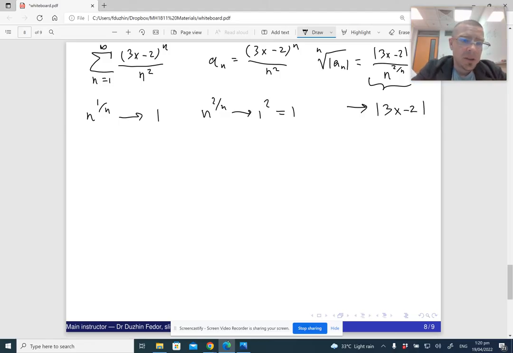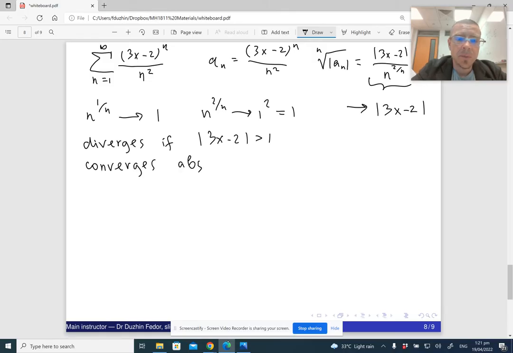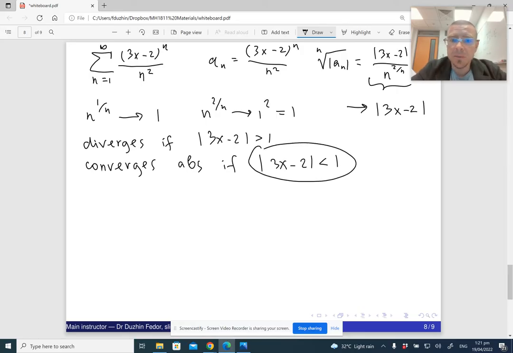Which means that our series diverges if the absolute value of 3x − 2 is bigger than 1, and converges absolutely if the absolute value of 3x − 2 is less than 1. So the interval of convergence is the set of values of x for which the absolute value of 3x − 2 is less than 1. It's probably more convenient to write it explicitly, so let me just solve this inequality. If the absolute value of something is less than 1, then that something is between −1 and 1. So −1 is less than 3x − 2 is less than 1.